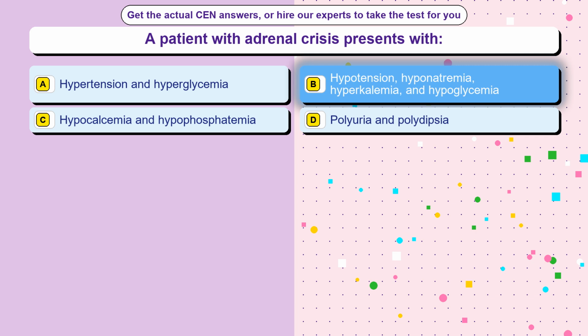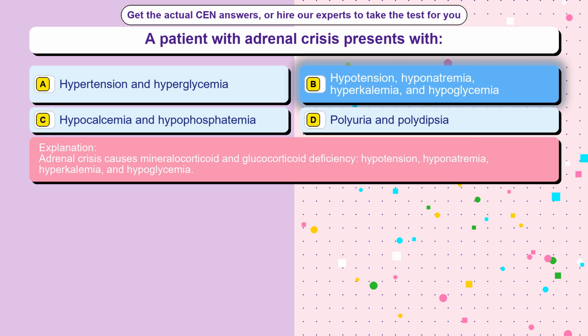The correct answer is option B. Hypotension, hyponatremia, hyperkalemia, and hypoglycemia. Adrenal crisis causes mineralocorticoid and glucocorticoid deficiency, hypotension, hyponatremia, hyperkalemia, and hypoglycemia.